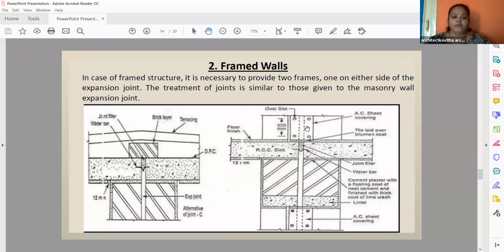Next is framed walls. Framed walls is nothing but the column structures. So in case of frame structure, it is necessary to provide two frames, one on either side of the expansion joint. The treatment of joints is similar to those given to the masonry wall expansion joint. Treatment will be similar. I'll just zoom this.